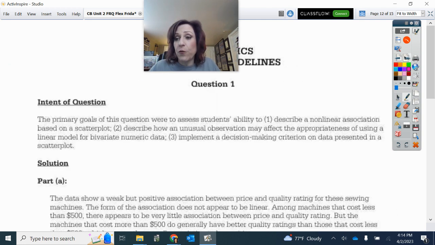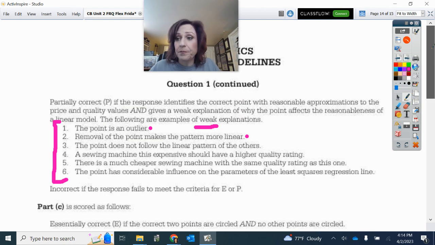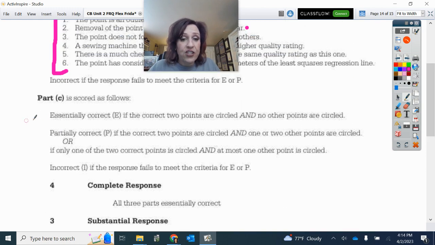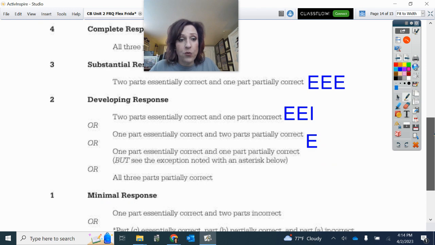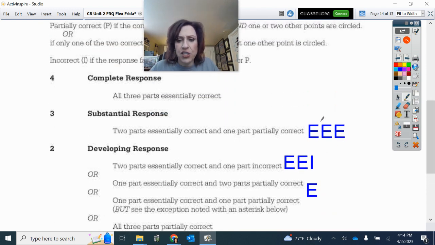For credit on that, it's essentially correct if you had both points and no other points were circled. Partially correct if you circled those 2 points but also 1 or 2 other points, or if only one of those 2 points is circled and at most 1 other point. Then you can decide how you would have gotten those credits. I guess I didn't finish doing this here.